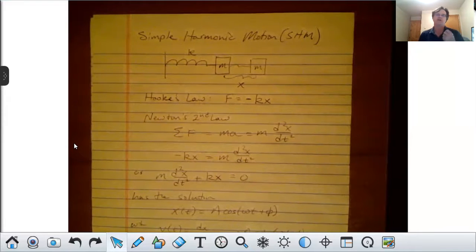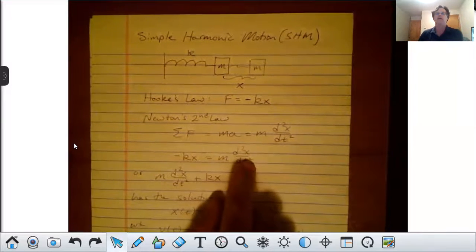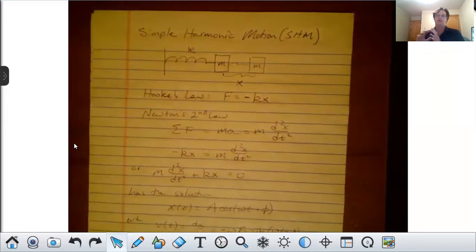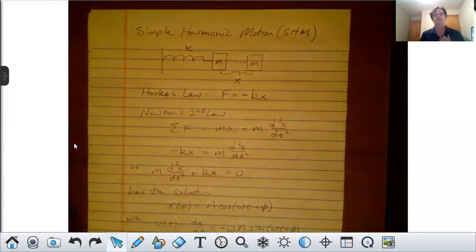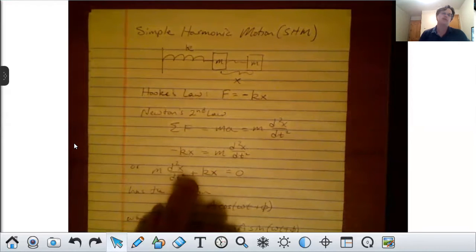Now, this is different than what we did in physics 221. We usually dealt with constant forces, so you could easily just solve for a. A would be negative kx over m, and you'd have a constant acceleration. In this case, though, the acceleration is changing, and so is the velocity as a function of time. So this is a differential equation. We have to solve this.